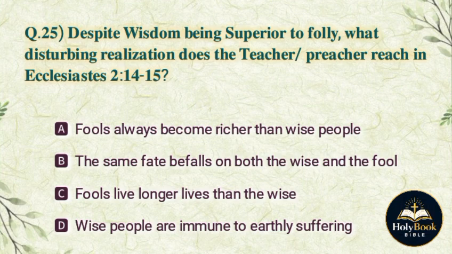Question: Despite wisdom being superior to folly, what disturbing realization does the teacher reach in Ecclesiastes Chapter 2, verses 14 and 15? Options: A. Fools always become richer than wise people. B. The same fate befalls both the wise and the fool. C. Fools live longer lives than the wise. D. Wise people are immune to earthly suffering.